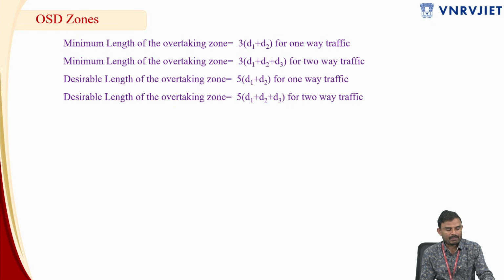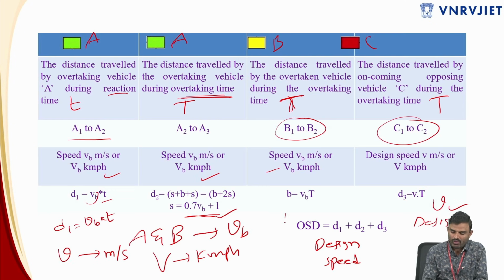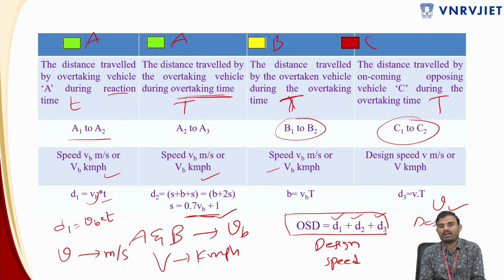Once after completion, this is the final overtaking distance, OSD, the overtaking sight distance, which is equal to D1 plus D2 plus D3. This is the final value you are going to get. And you have to remember that the discussion so far corresponds to two-way traffic, that is, a two-lane carriageway with two-way traffic.